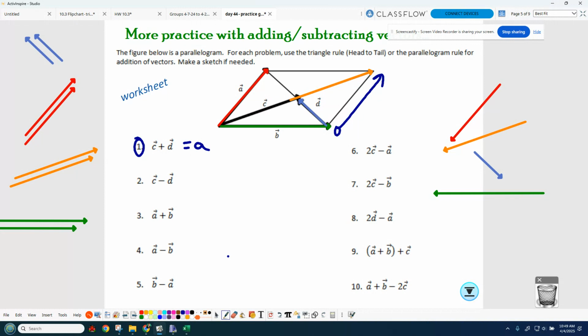So he was unconventional, and pretty much everybody wants to do it in the direction that they were, like C plus D. All right, so I moved the blue one instead of the orange one first. Do I still get the answer of vector A? Yeah. Okay.